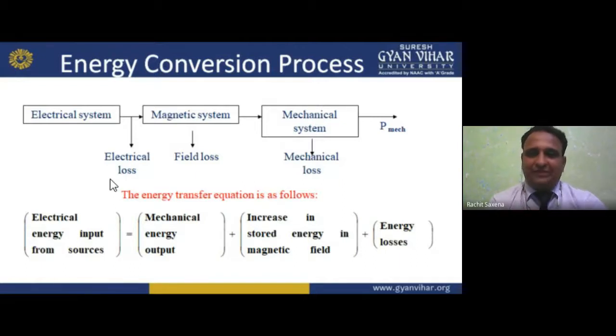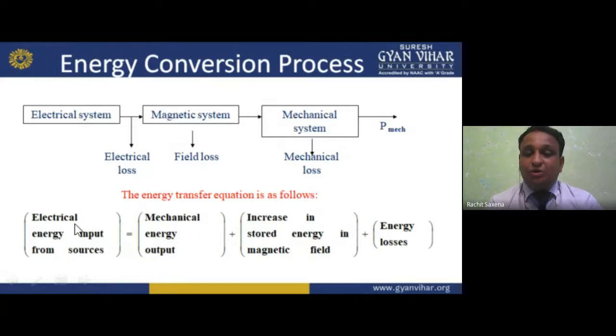Okay, now see here, then we get the torque output, that is P mechanical. The energy transfer equation is as follows. Now how do we follow an energy equation? See here, electrical energy input from source, that is the electrical source, the source which we have in the form of voltage and current. A generator is also a source. Then we have the mechanical energy output plus increase in stored energy in magnetic field plus energy losses.